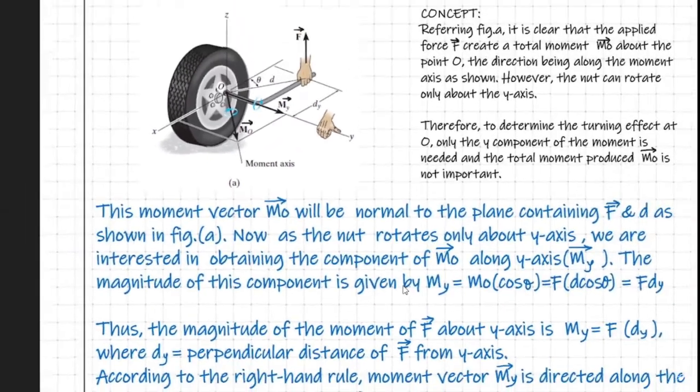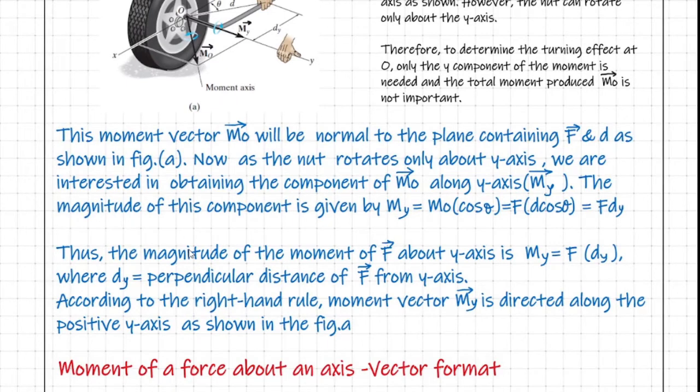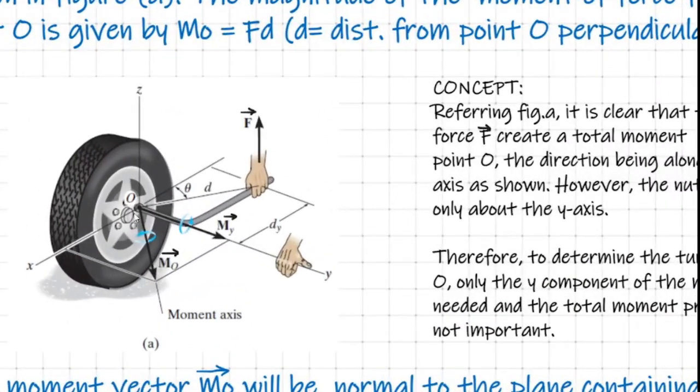Thus we conclude that the magnitude of the moment of the applied force F about the y-axis is My equal to F into dy, where dy is the perpendicular distance of the line of action of the force F measured from the y-axis. And obviously we can use the right hand rule to determine the direction of My. In this case, My is directed along the positive y-axis.